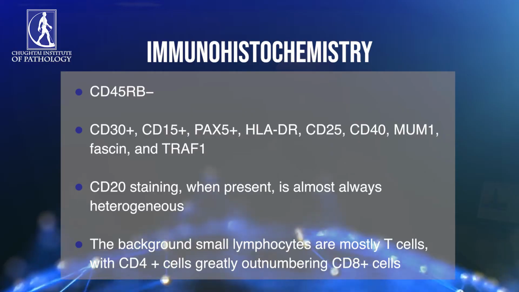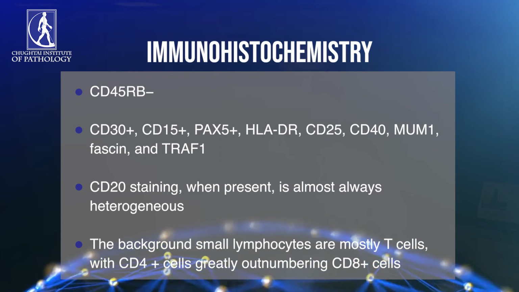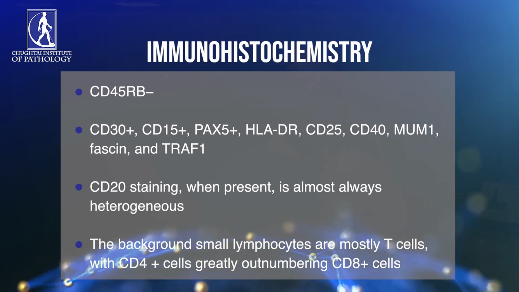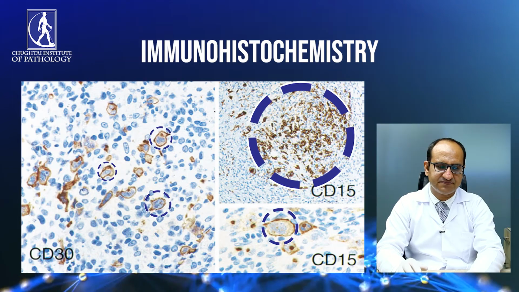CD20 will be strongly positive. There will be an area where, or there will be cells which are completely negative, and there will be an area where you will see a weak staining of these cells. The background cells in classic Hodgkin lymphoma are mostly T lymphoid cells, and out of these T lymphoid cells, CD4 positive cells greatly outnumber CD8 positive cells.